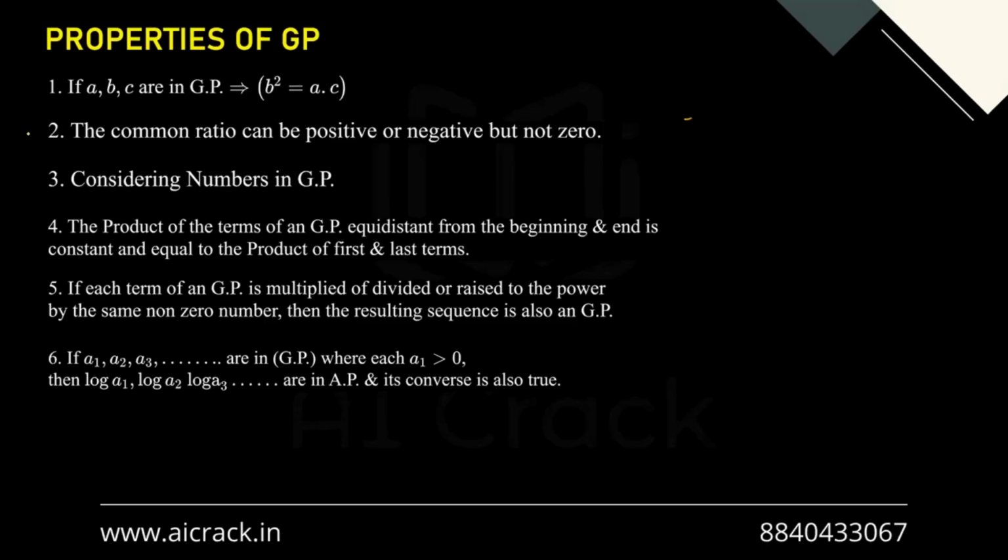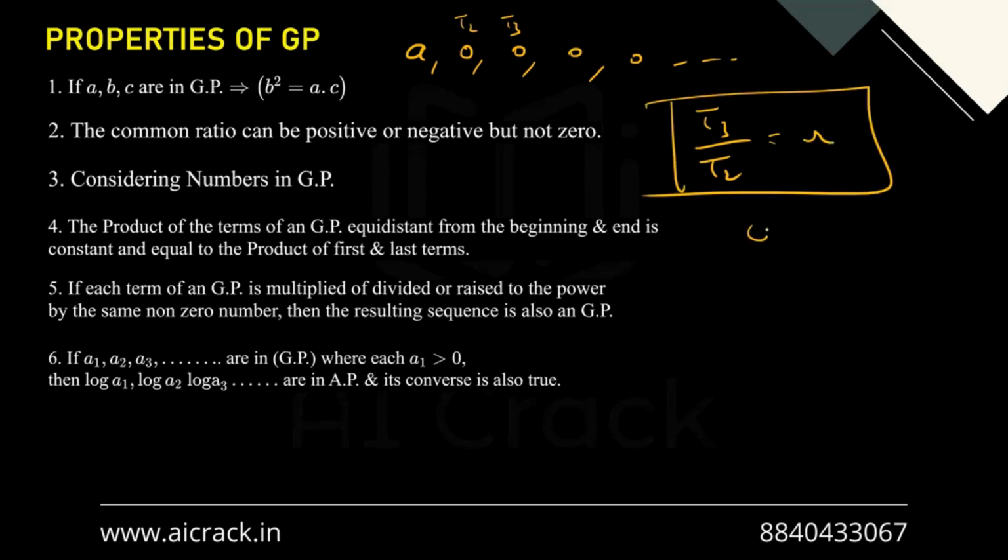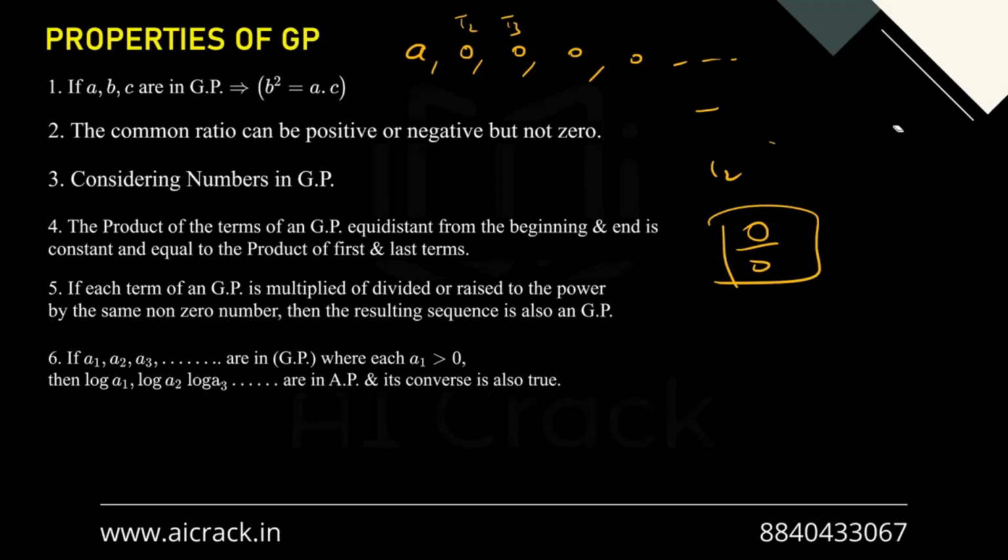Okay. Now, if we talk about the second one, the common ratio can be positive or negative, but not zero. Why? Let's say we have the first term as A. Now, if the common ratio is zero, in that case the second term would be zero, the third term would be zero, the fourth term would be zero, and so on. Right? Every single term after that would be zero only. Now, let's say this is T2 and this is T3. T3 by T2 should be R, right? In this case, we'll be getting 0 by 0, which is not defined. Exact 0 by exact 0 is not defined. So that's why R cannot be 0. Okay. That's our second property.